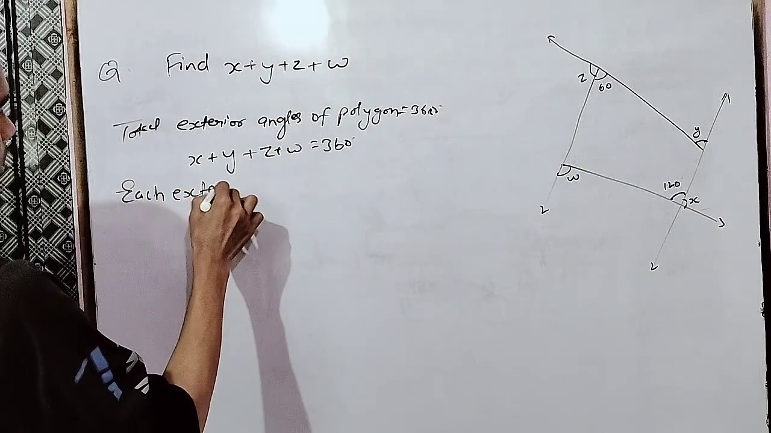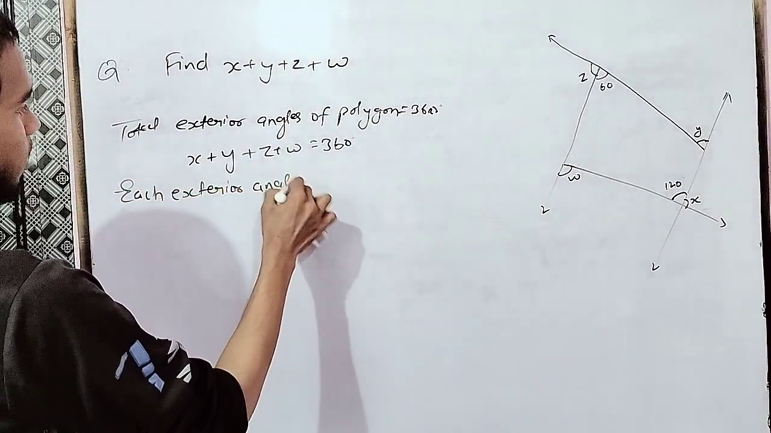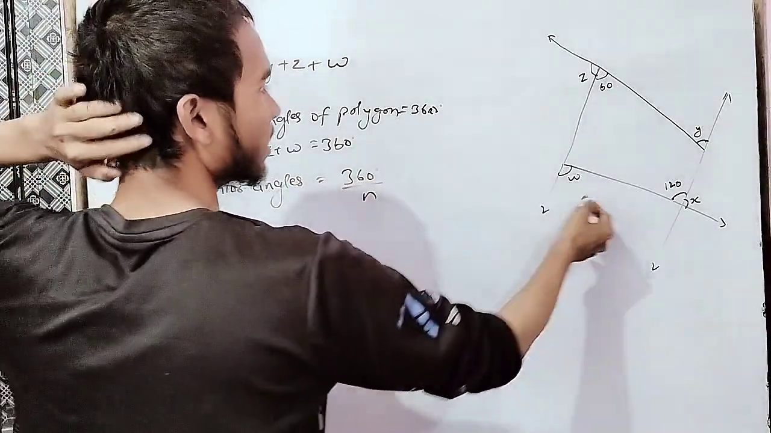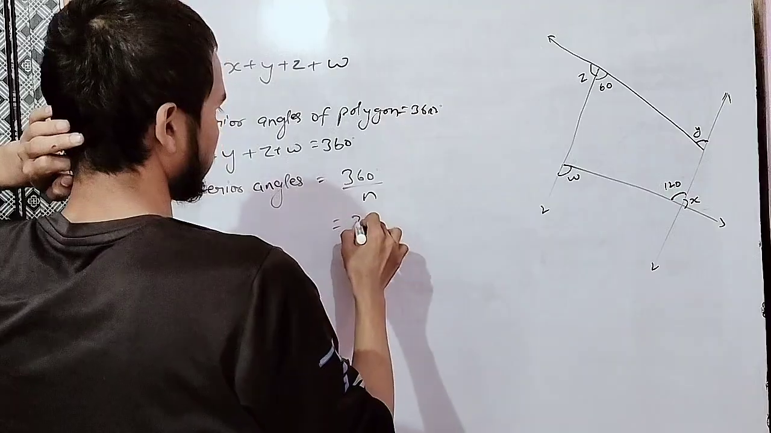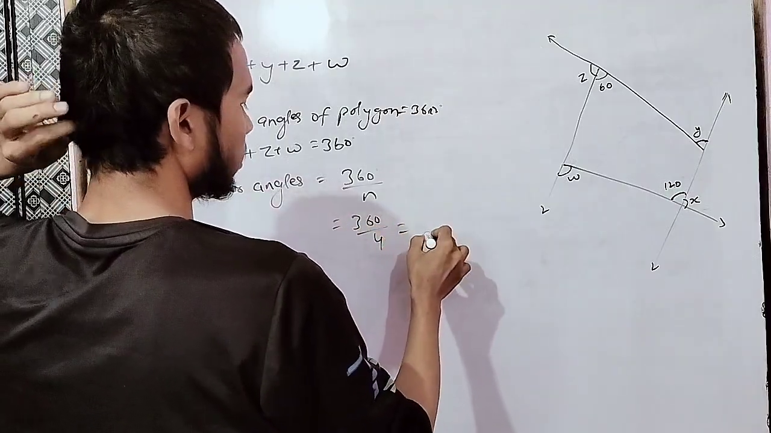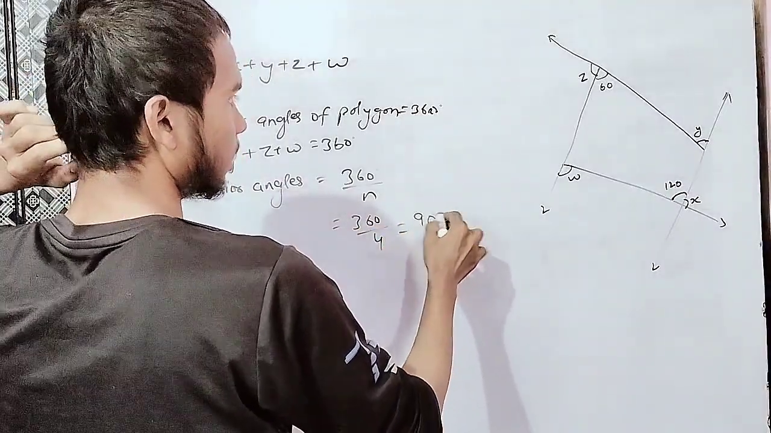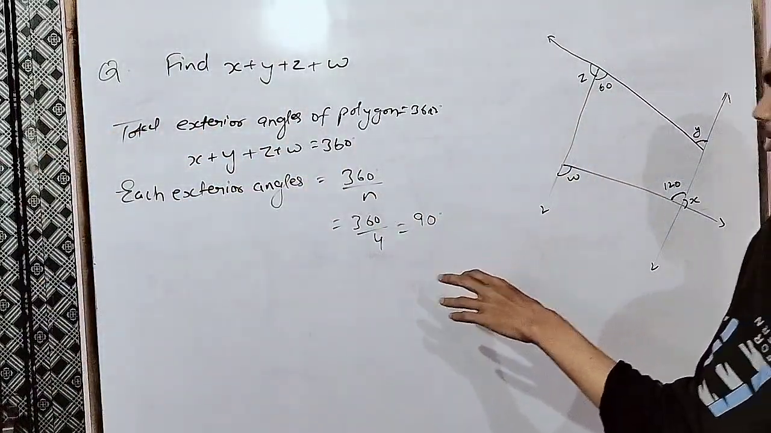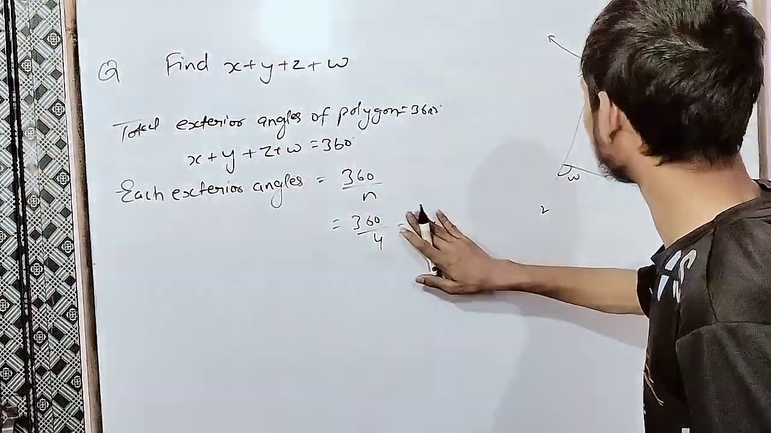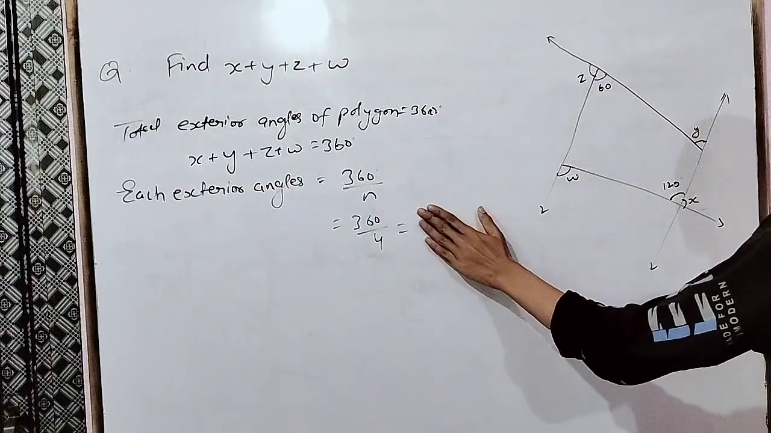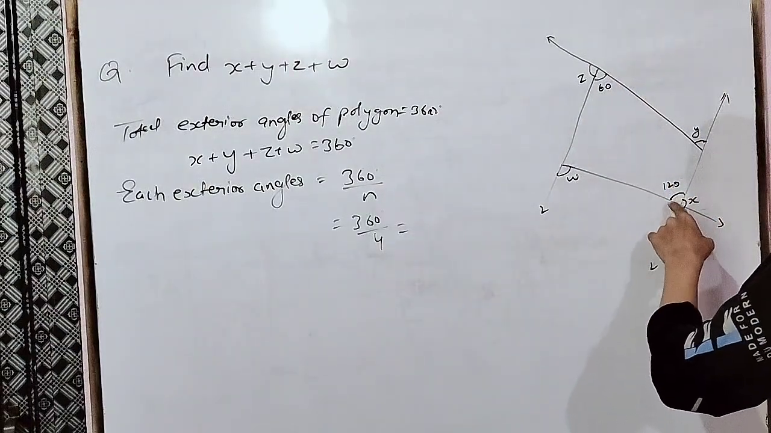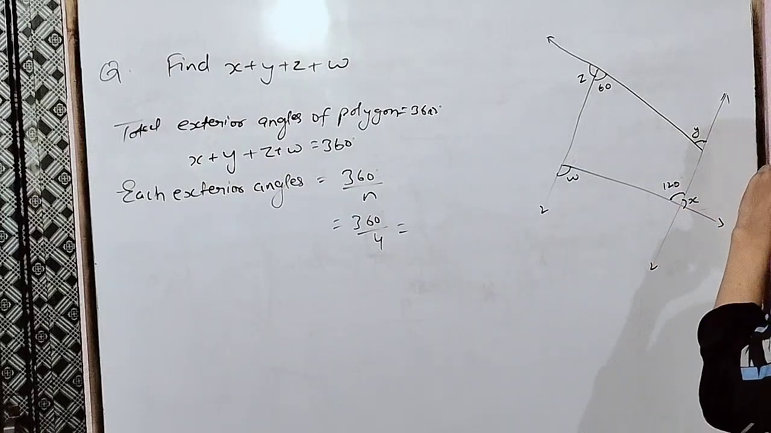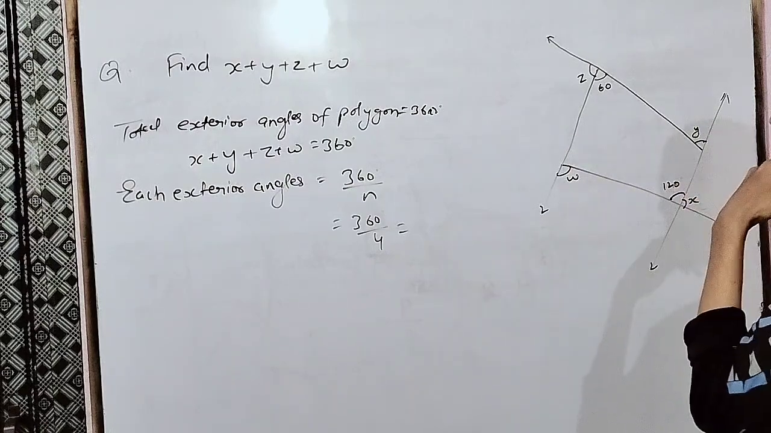Each exterior angle would be how much? 360 upon n. 1, 2, 3, 4, so n is 4. 360 upon 4 would be 90. Is this correct or not? I think no. I think no. 120. So here it should be 60.